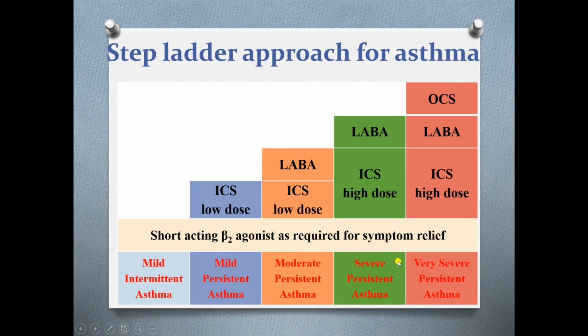In severe persistent asthma, inhaled corticosteroids are to be given at the highest possible dose, and the longer acting beta 2 agonist dose needs to be increased along with beta 2 agonist as and when required. And in very severe persistent asthma, inhaled corticosteroid at high doses, longer acting beta 2 agonist at maximum doses, and along with it you start oral corticosteroids, that is, an oral tablet of glucocorticoids needs to be started. This approach is called the step ladder approach for asthma, which is asked as a full question in the exams also.